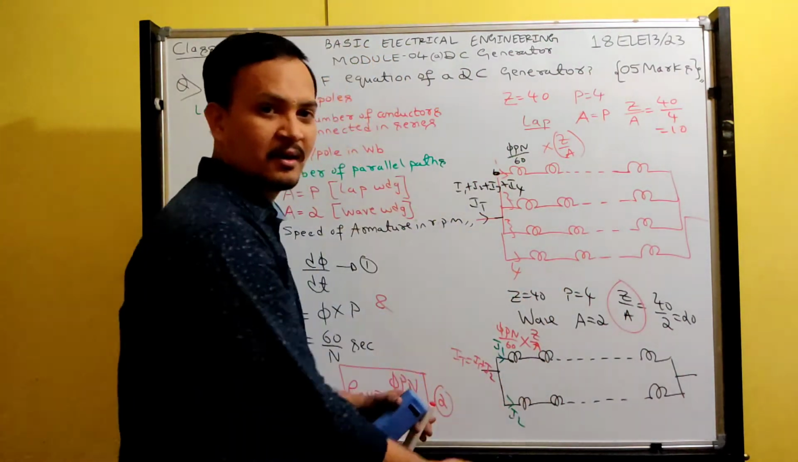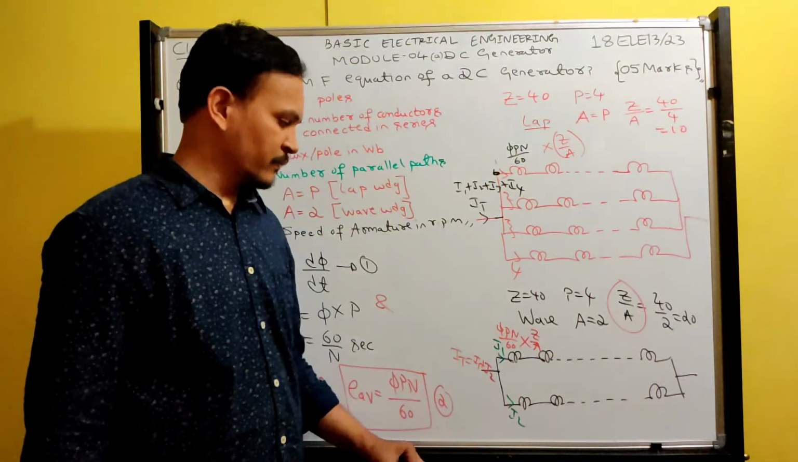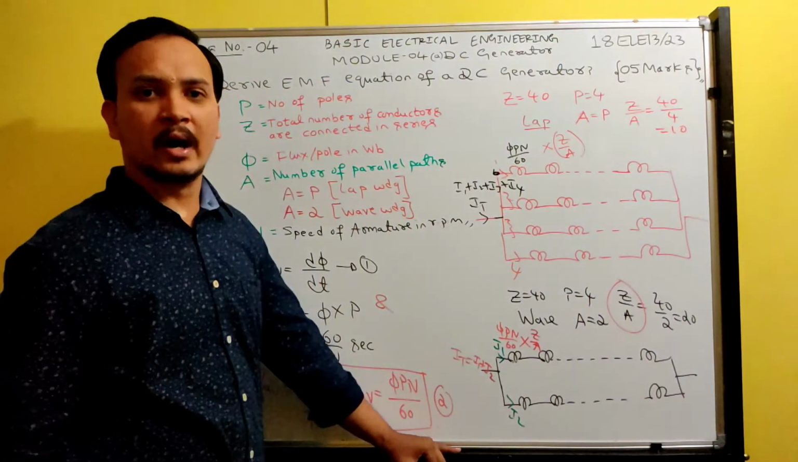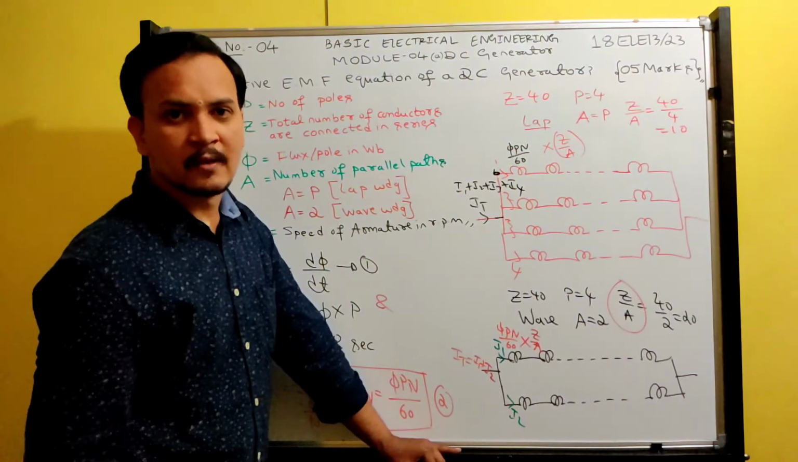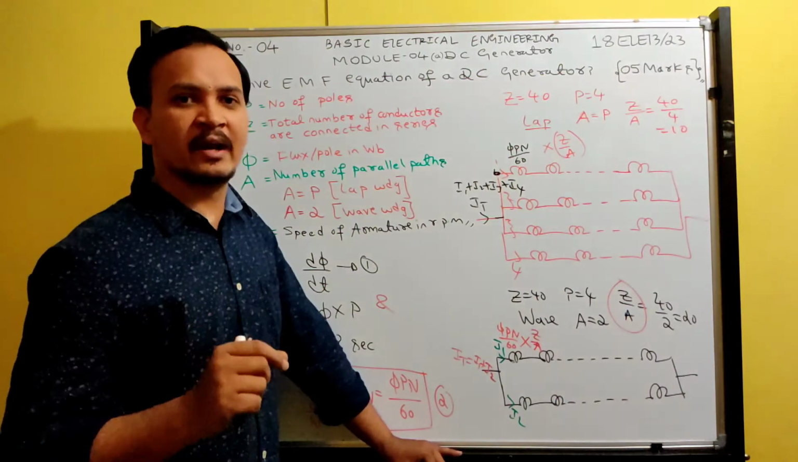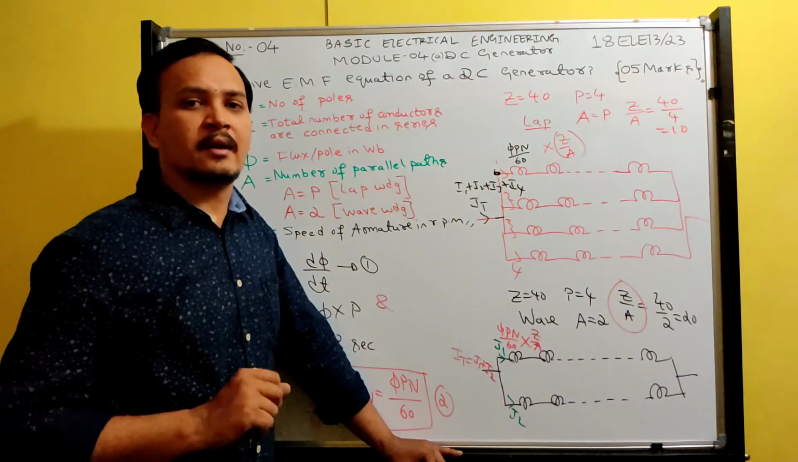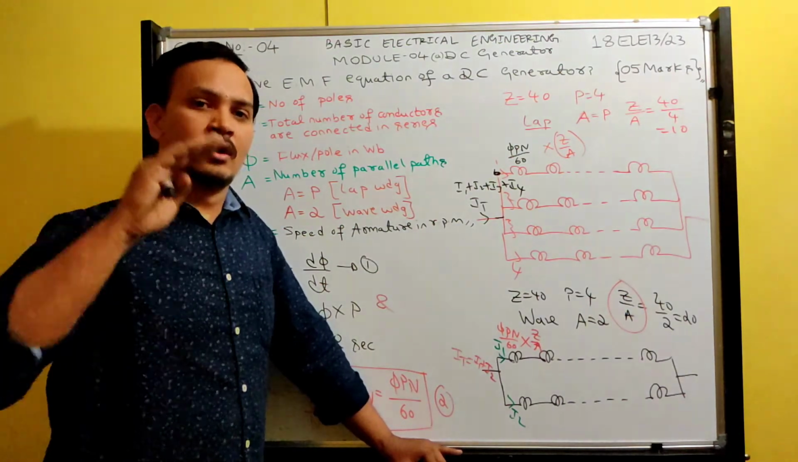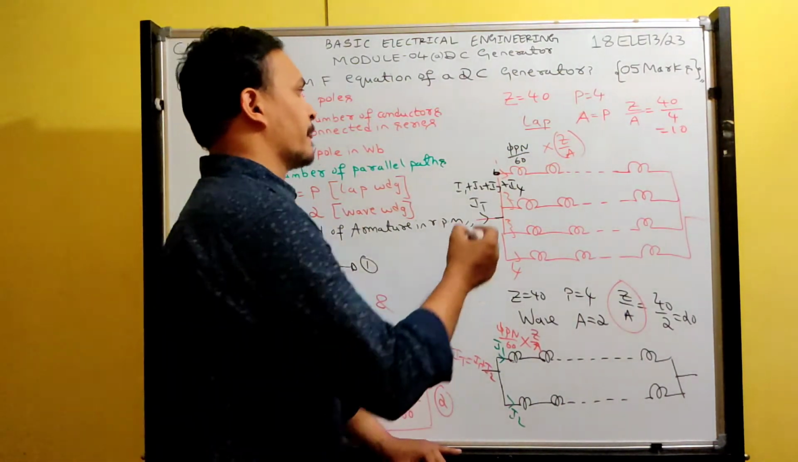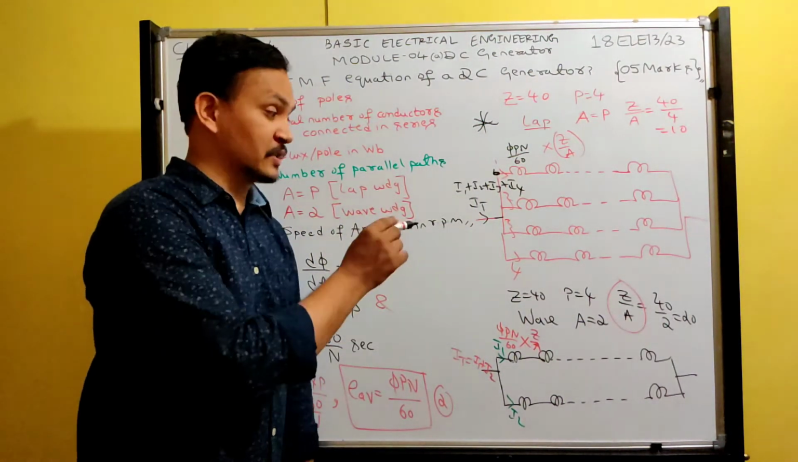But what will the voltage be here? 20 conductors are there, so you will get more voltage, and here you will get less voltage because only 10 conductors are in series per path. Here 20 conductors are connected in series per path. So therefore, what we can conclude: wave winding is used for high voltage, low current applications, and lap winding is used for high current, low voltage applications. Remember, very important. Okay. In the next class, in the comparison of lap and wave winding, I am going to repeat this point.